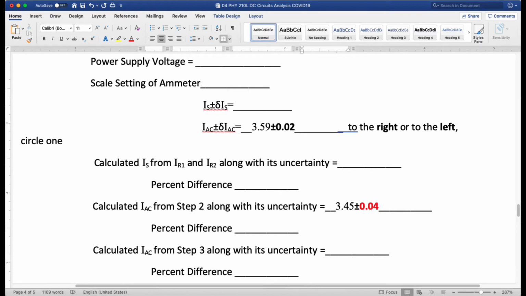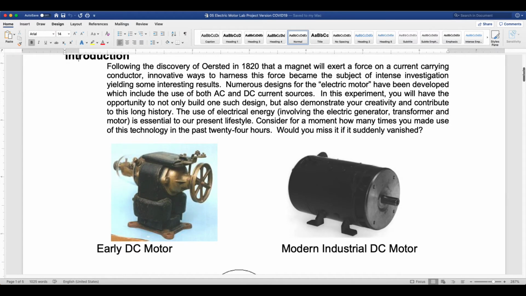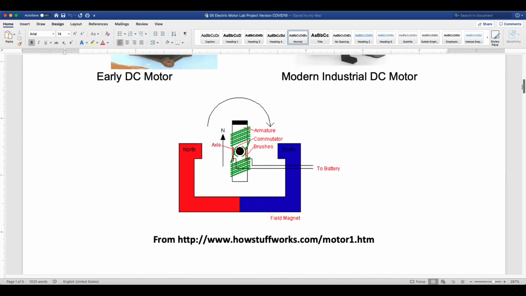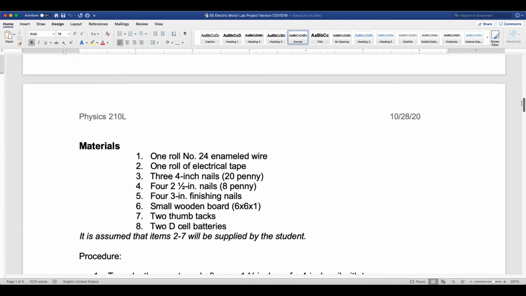So I want to talk about the new lab. It's really more like a project. It's the motor. I call it the motor lab or the motor project. So this is due November 25th. Okay. You're going to be building a motor for this project. And the motor is not hard to build. I mean, you're given in your lab kit a motor kit.